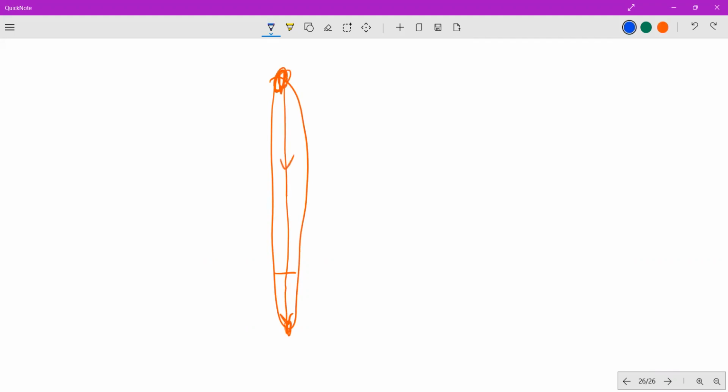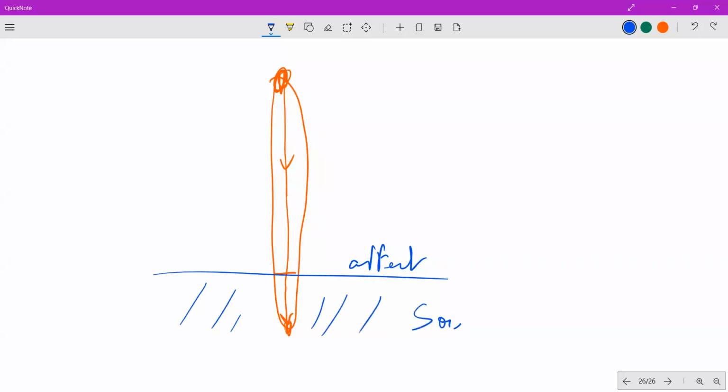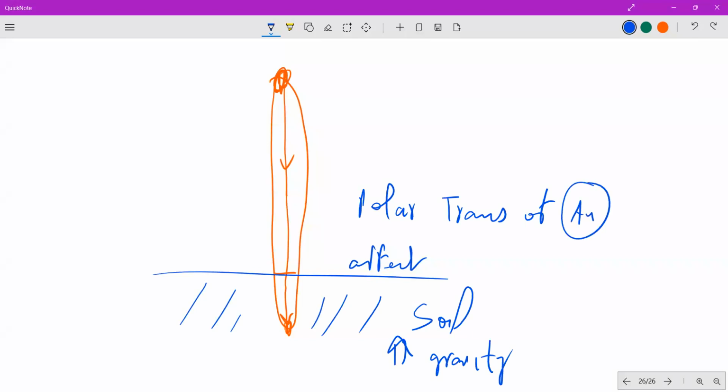नाउ द क्वेश्चन इज, डू यू थिंक दिस पोलर ट्रांसपोर्ट ऑफ ऑक्सीजन इज इफेक्टेड बाय ग्रेविटी? ये हमारा सॉइल है, वी नो दिस इज द सॉइल, और यहां से ग्रेविटी आ रही है नीचे से, दिस इज द ग्रेविटी. सो इफ आई से कि पोलर ट्रांसपोर्ट of oxygen is affected by gravity, अगर मैं चॉइस दे दूं आपको, चलो पोलर ट्रांसपोर्ट इज अफेक्टेड बाय ग्रेविटी, एक ऑप्शन आ गया एग्जाम में, तो मेरा आंसर क्या होगा?